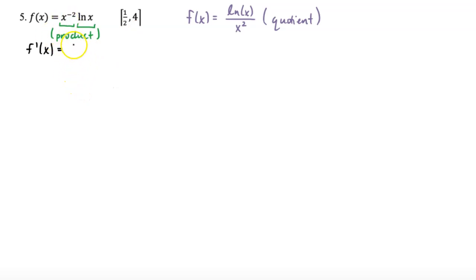This is going to give me first x to the -2, d second, so the derivative of the second function. The derivative of natural log of x is 1 over x, plus second, so natural log of x as is, d first, so the derivative of x to the -2. Now I'm using the power rule. So this is going to be -2 x, and then subtracting 1 from that power gives me a power of -3.